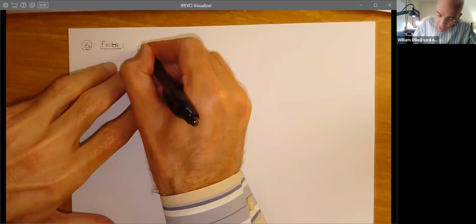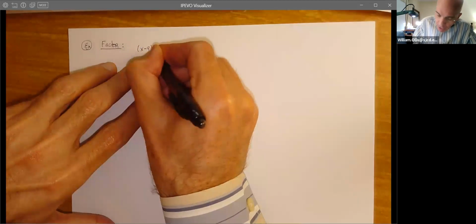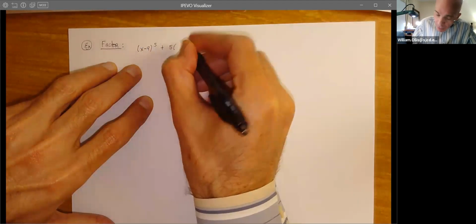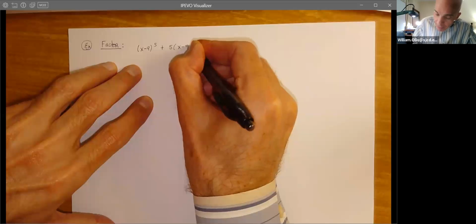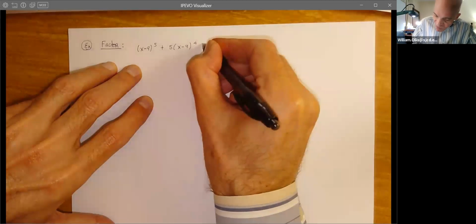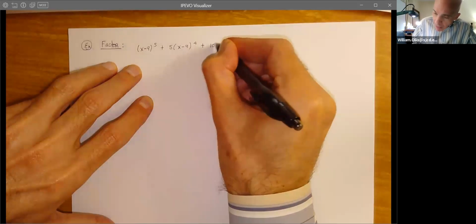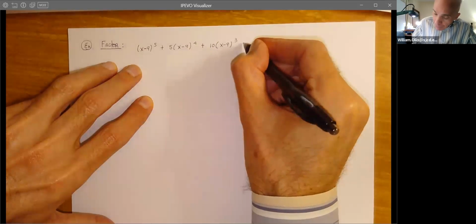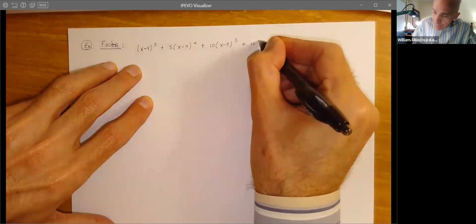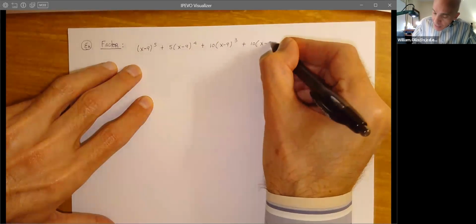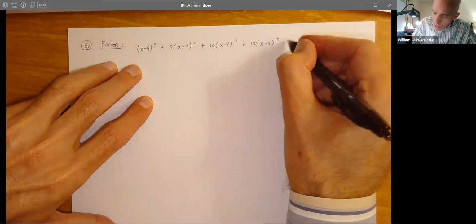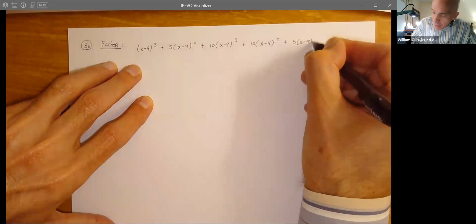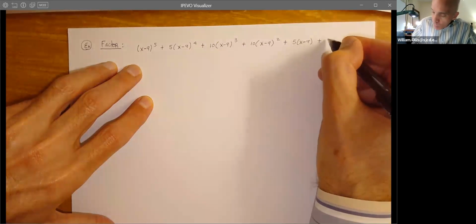So we have (x minus 9) to the 5th power plus 5 times (x minus 9) to the 4th power plus 10 times (x minus 9) to the 3rd power plus 10 times (x minus 9) squared, and then 5 times (x minus 9) plus a 1. This is just smoke and mirrors. This is a nice problem.